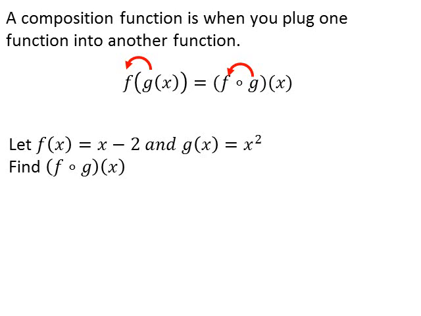So what I'm going to do here, I want to find f of g of x. That means I'm going to plug g into f. So f is x minus 2, but I'm going to replace that x with a g of x. So I have f of g of x equals g of x minus 2.